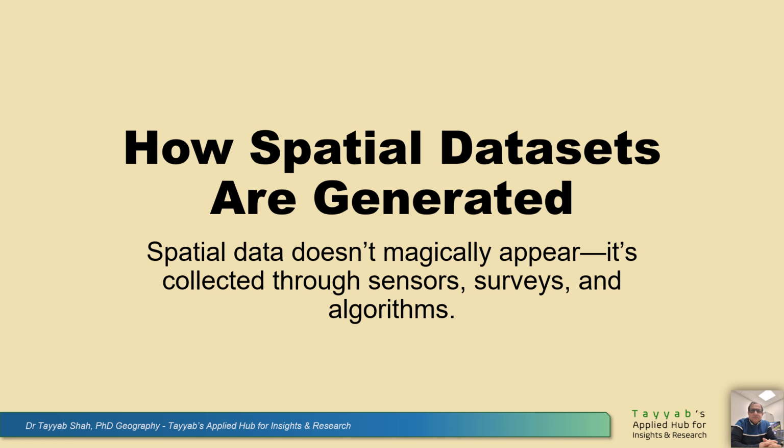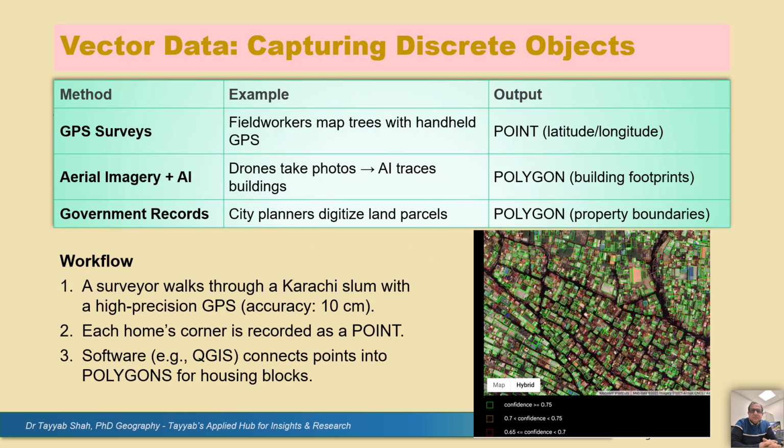Spatial data does not magically appear. It's collected through sensors, surveys, and algorithms. In case of vector data, which captures discrete objects, it comes through different methods, including GPS survey, which is field work, mostly with handheld devices or differential GPS, usually collecting points, or connecting the points to create lines and polygons.